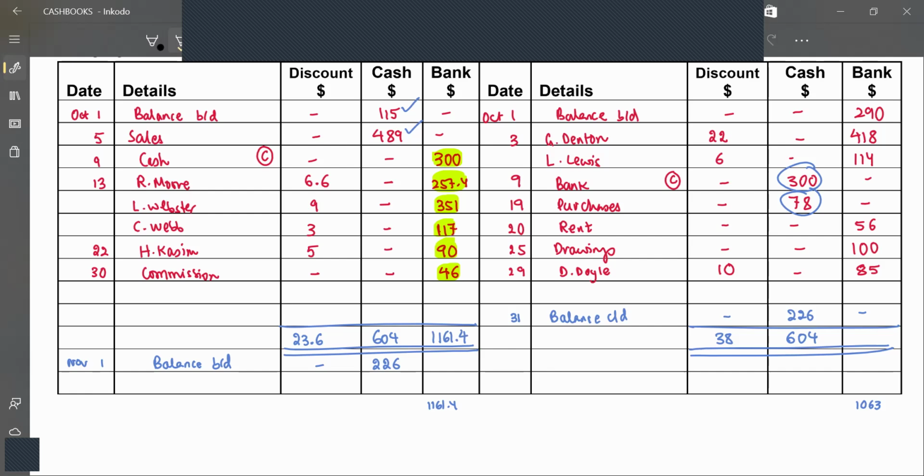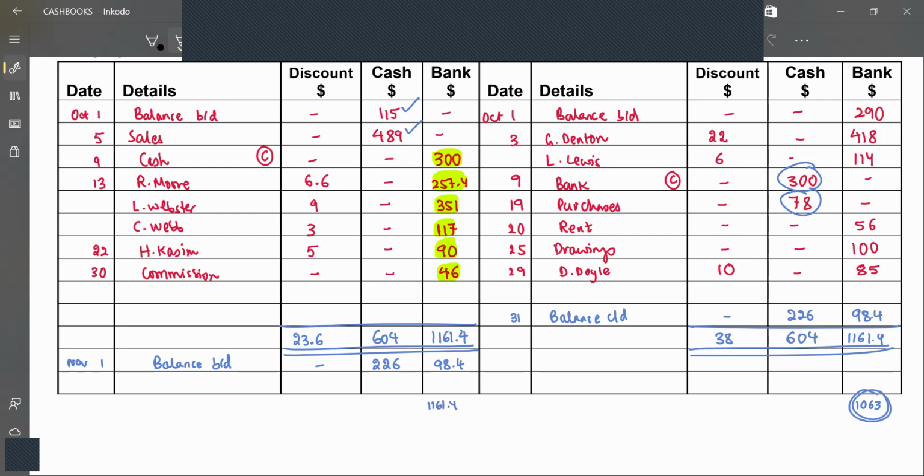So when you total, the heavier side's total goes on both sides, please. 1161.4, 1161.4. But there is a balance that remains on the bank account because the credit side is the shorter side. So you had a total of 1063 on the credit side. 1161.4 minus 1063 will give you the difference, and the difference is $98.4. Because this is on the credit side, this has to be brought down on the debit side underneath the totals. You write down 98.4.